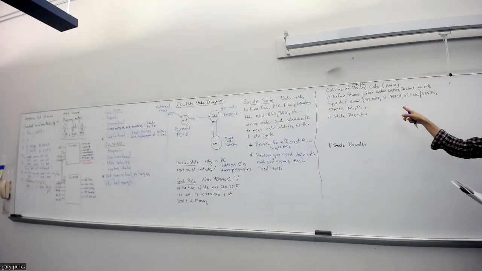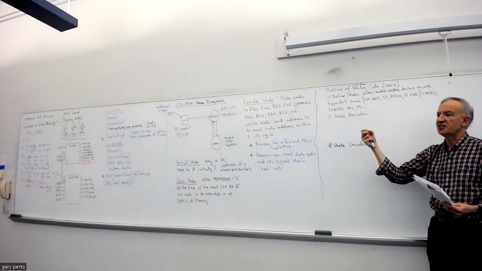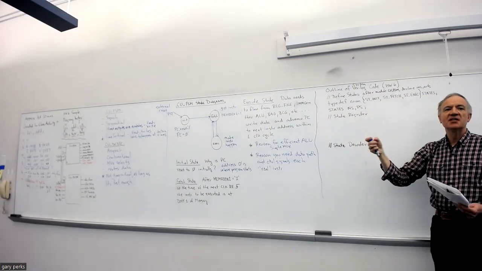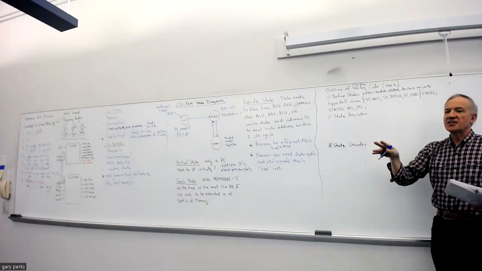You might have learned in your CP 133 to define each state as a number, like state 00, state 01, state 10, state 11. Which is all fine. I see some people shaking their head yes. That's all fine, it will work.